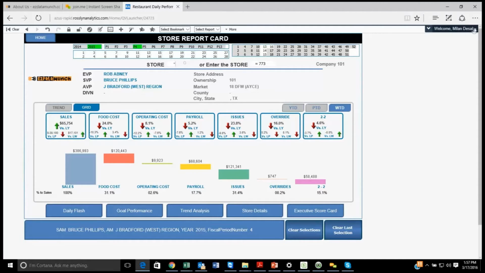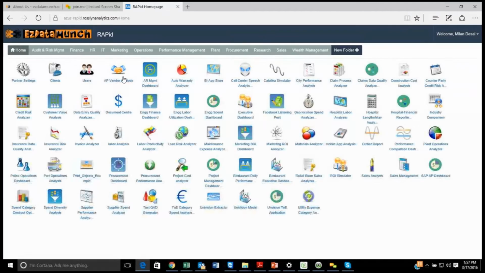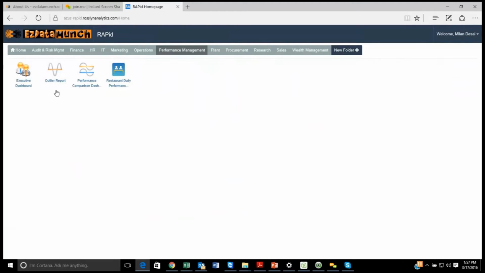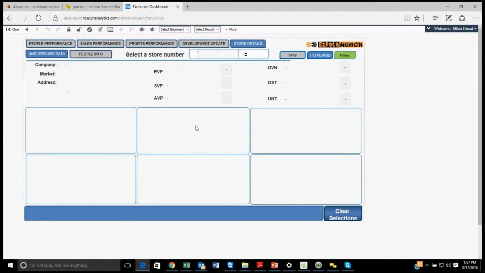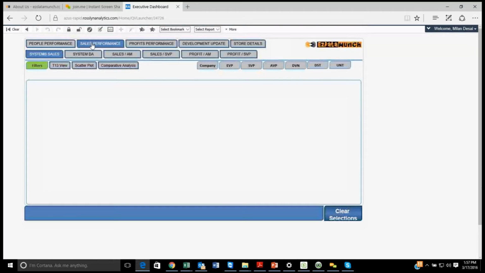So let's look at now a different application. This is one application that we showed you. Let's look at another application in performance management for restaurants. Let's go to an executive dashboard. This is one dashboard that allows the C-level within any organization to look at the performance.